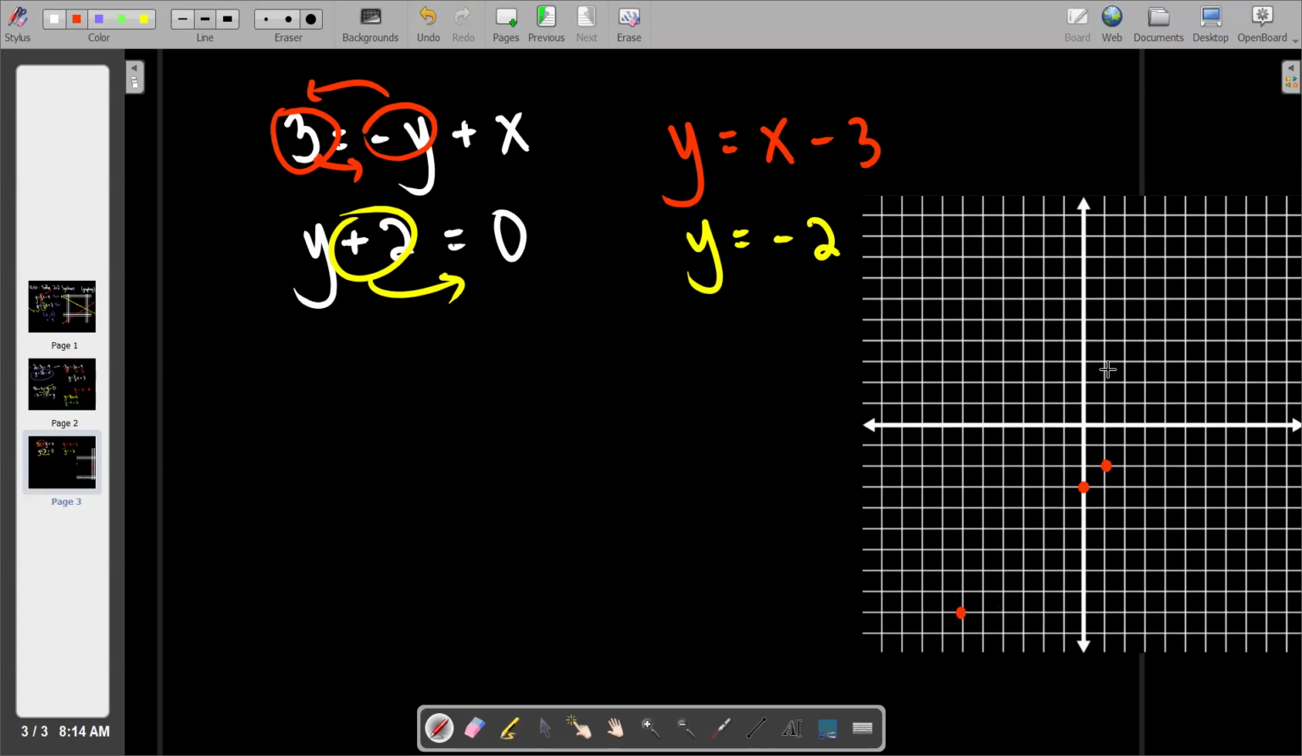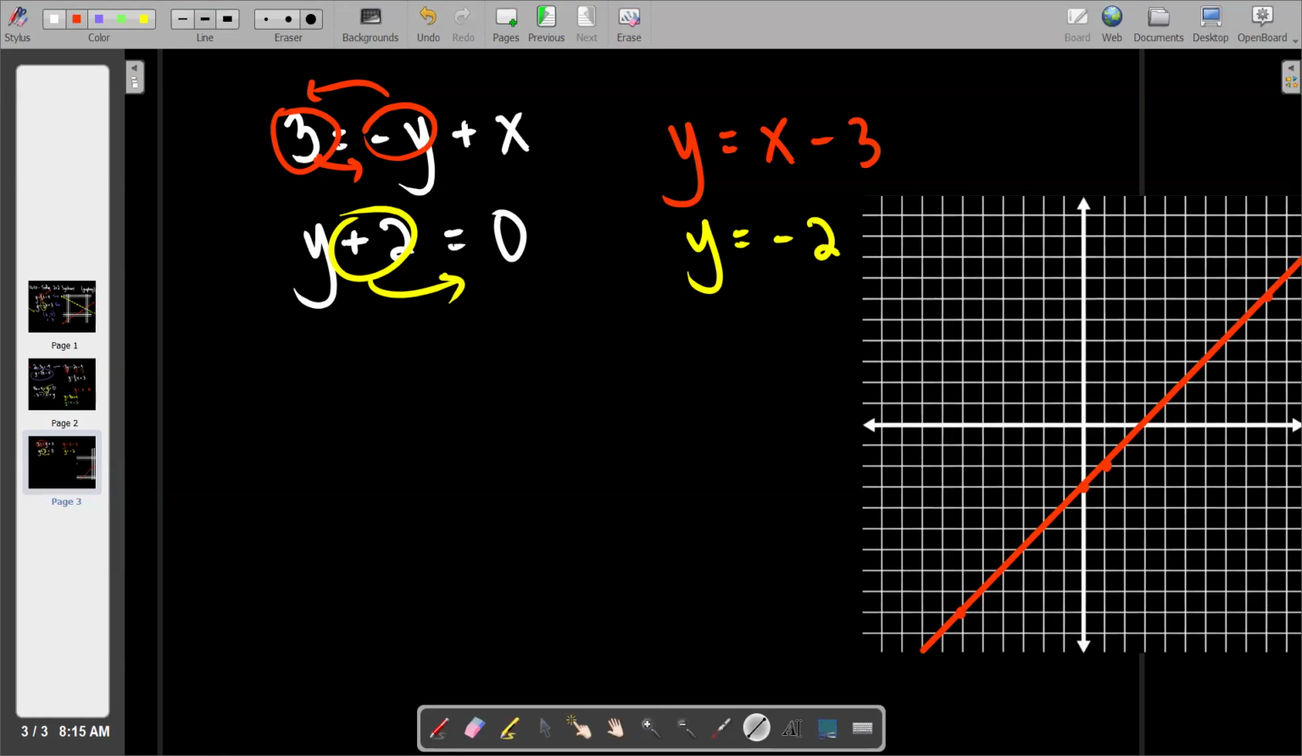1, 2, 3, 4, 5, 6, 7, 8. And then when you connect those dots with a line, they're assuredly going to go where we want them to go. Everybody got this so far?